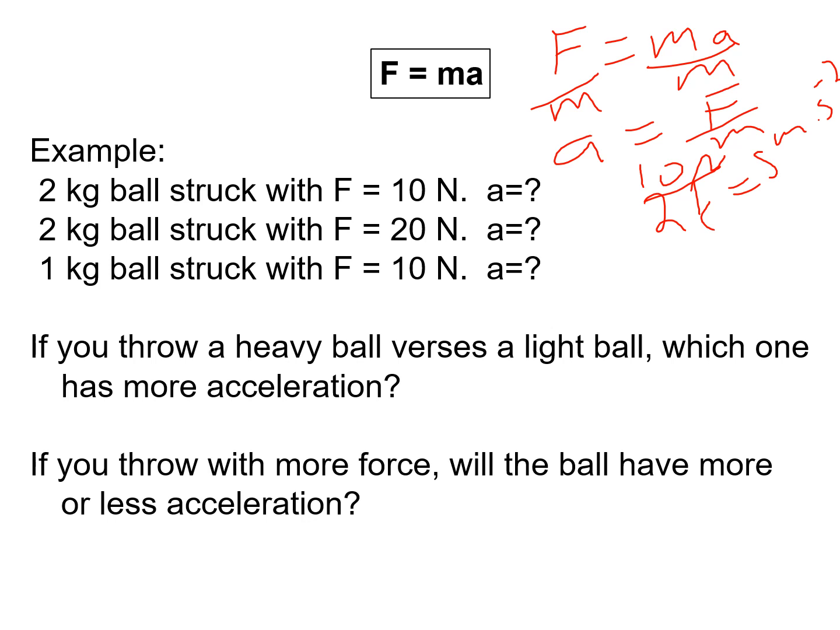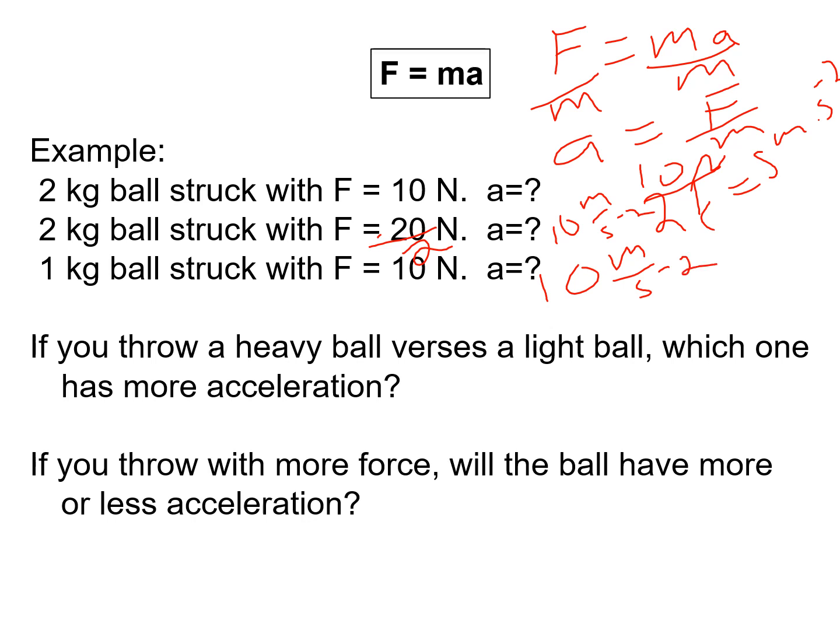We can do the same thing here. 20 divided by 2 is going to give us 10 meters per second squared. And then finally, a 1-kilogram ball struck with a force of 10 newtons. Once again, 10 divided by 1, we shouldn't have to write that down. It's going to give us 10 meters per second squared.